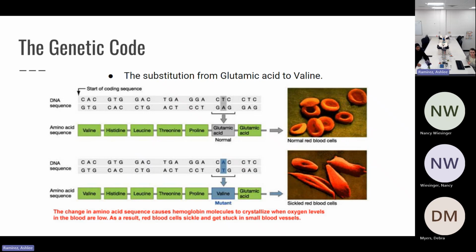Here is a diagram that puts the genetic code in picture form, and you can see that there's a single nucleotide substitution with this gene where glutamic acid is replaced with valine on the 6th position of this gene. This change in amino acid causes the hemoglobin molecule to crystallize in a low oxygen environment. And this is actually what makes the sickle cell get stuck onto the blood vessels.